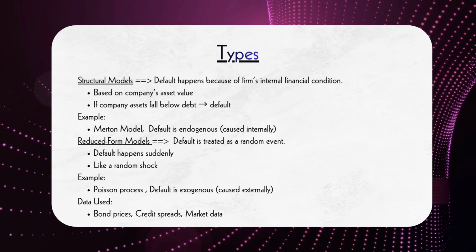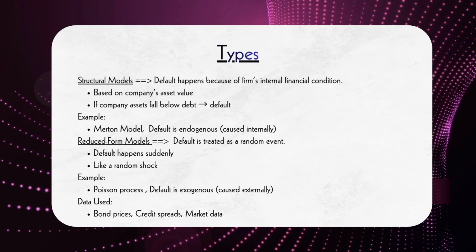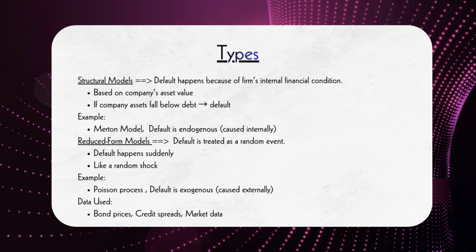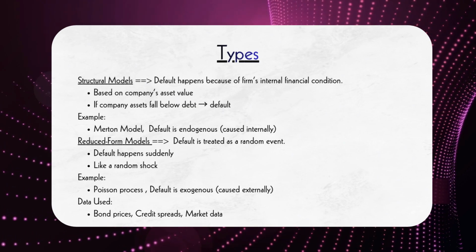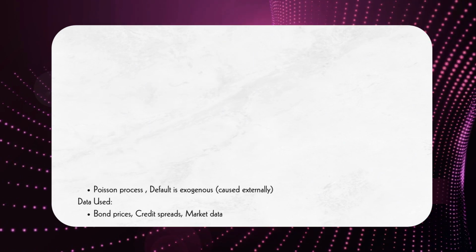The second type is reduced form models. These models treat default as a random event that can happen suddenly, like a shock. In this case, default is considered an external event. These models mainly use market data like credit spreads and bond prices.